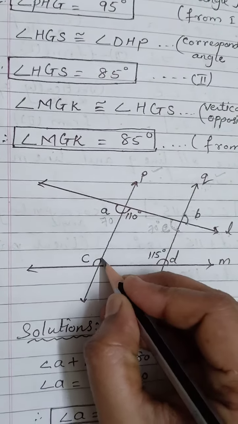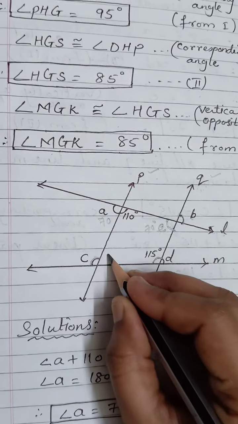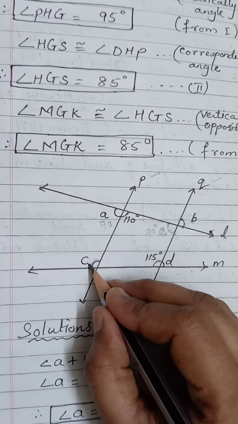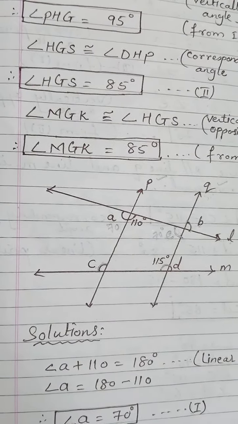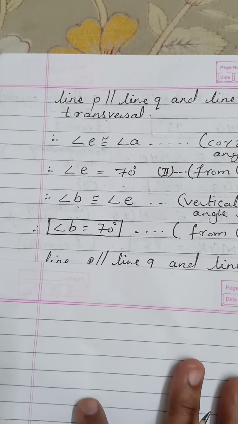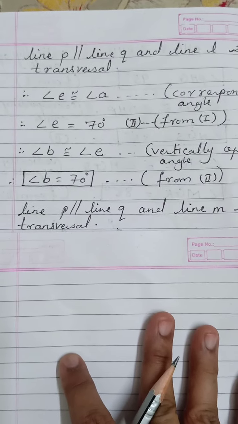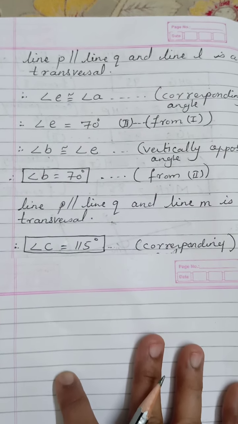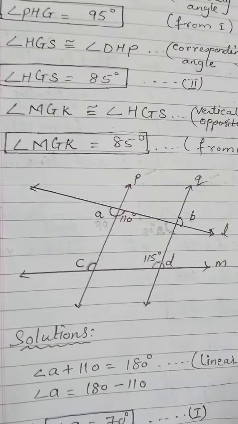So this C and this angle 115 both are forming corresponding angles. So corresponding angles will be congruent. So the value of C will be 115. In this way we can get the value of C. First of all, we'll write the statement that line P is parallel to line Q and line M is a transversal. Therefore, we can say C will be equal to 115 because they are corresponding angles.